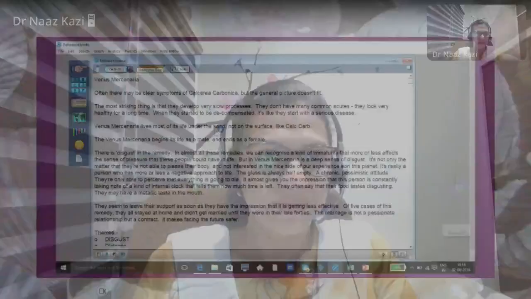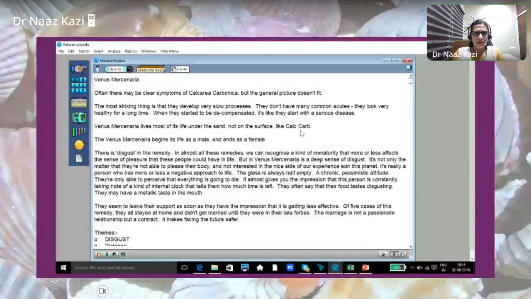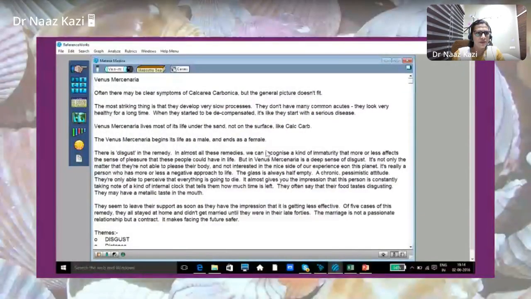So Venus mercenaria lives most of its life under the sand, not on the surface like Calcarea carb. Okay, so this was a little difference here. And then also I read something more from Vermeulen's synoptic reference. Here I read about the substance. Yeah, Venus mercenaria is a bivalve mollusk with a large heavy shell. It is also known by the common name of bivalves. Yeah, we can read this from here.